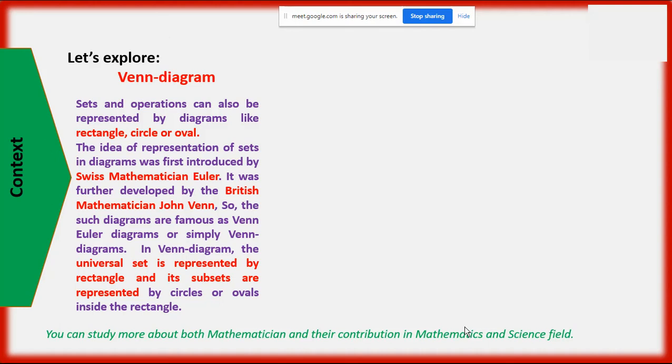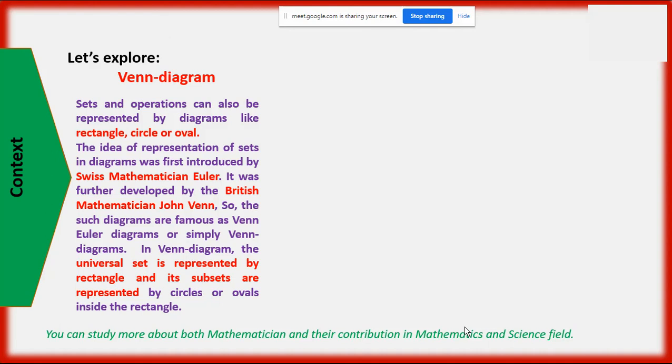Then you can see the picture of this. Can you guess who he is? Can you write in the chat box? Is he Euler or John Venn? Do you have any ideas? John Venn. I got the answer, John Venn. Guessing is right. Oh, no. Guessing is wrong. He is Euler. John Venn is this one.